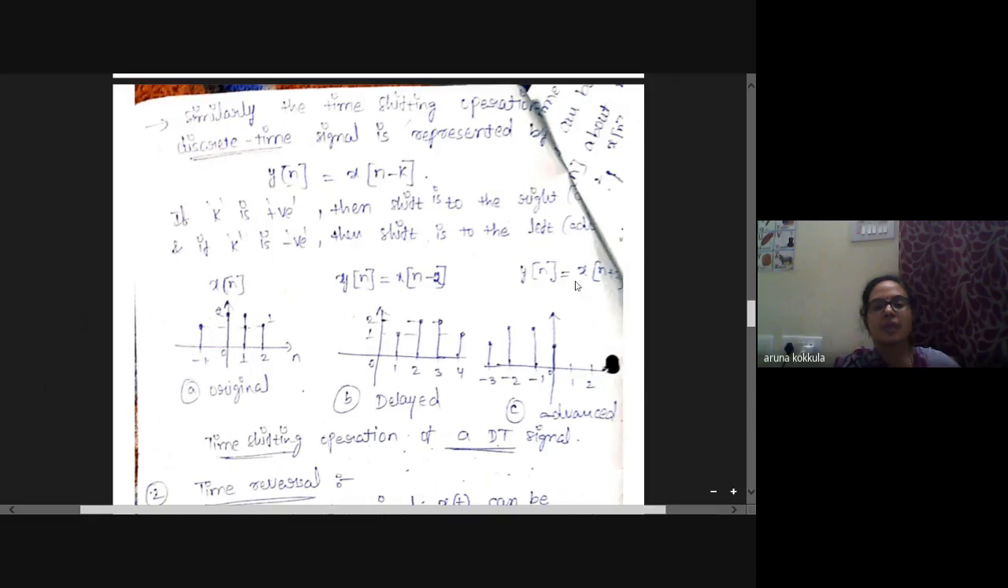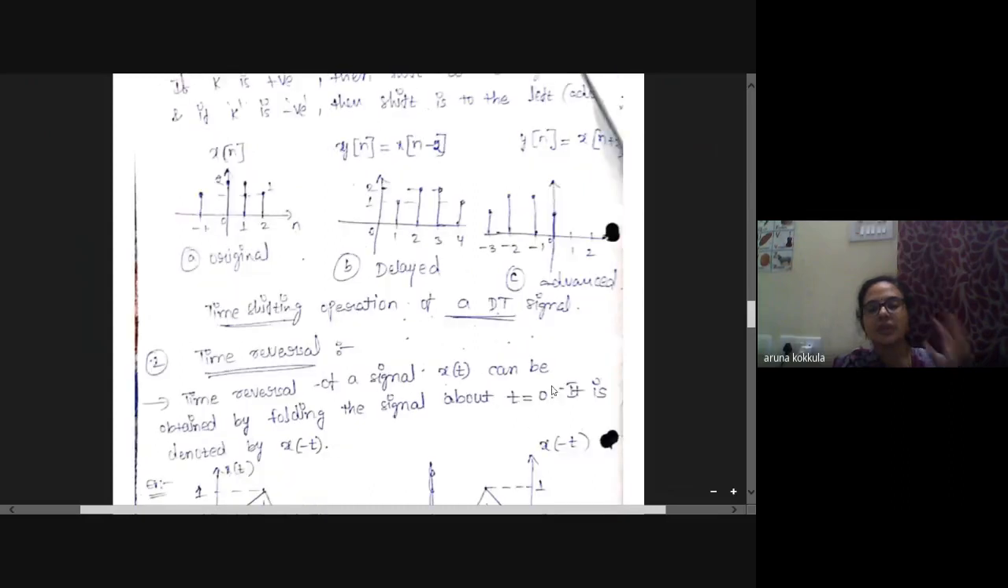And for x of n plus 2, try to equate the inside expression to 0. N plus 2 is equal to 0, n is equal to minus 2. Try to add n is equal to minus 2 to the original signal. Each and every value is shifted by minus 2. So minus 1 is shifted to minus 3, and the signal now runs from minus 3 to minus 1 on the left. It's nothing but the signal is advanced by 2.